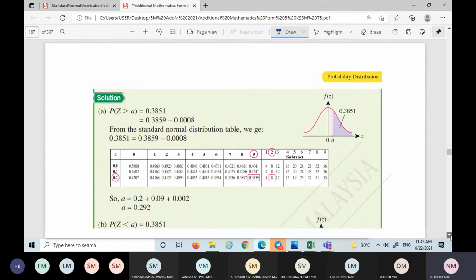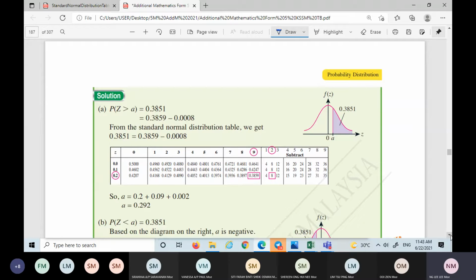Here they show you the table, so I don't call out my table. If they don't show you the table, then I call out the table. Before that, same as the previous lesson, you always sketch this bell shape and then draw a line. Z is bigger than a, meaning shade the right hand side of a, where a is the value on the z-axis. Bigger than, so you shade the right hand side from the line of a. So 0.3851 is the area under the curve, that's the shaded one.